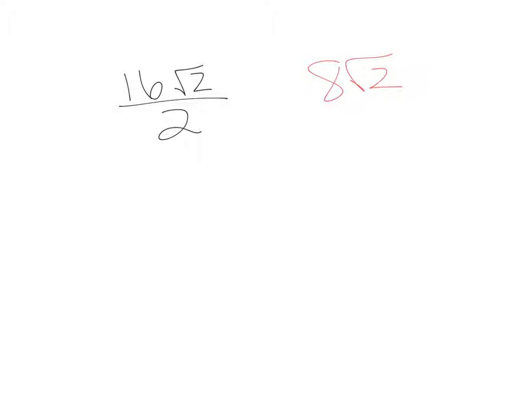If you come across a problem like this, just a reminder on radicals: 16 radical 2 over 2. I want you to realize it simplifies to 8 radical 2. You ignore the radical for a second, and 16 over 2 simplifies to 8, and then you put back your radical, 8 radical 2.